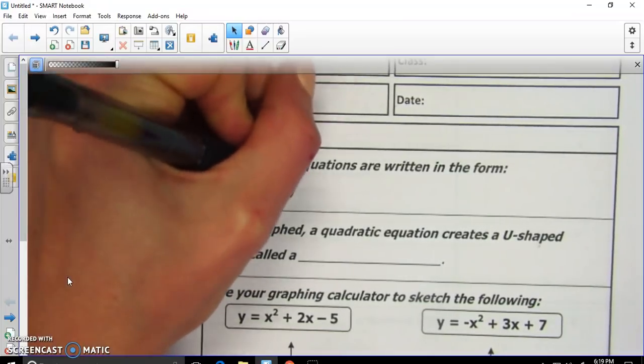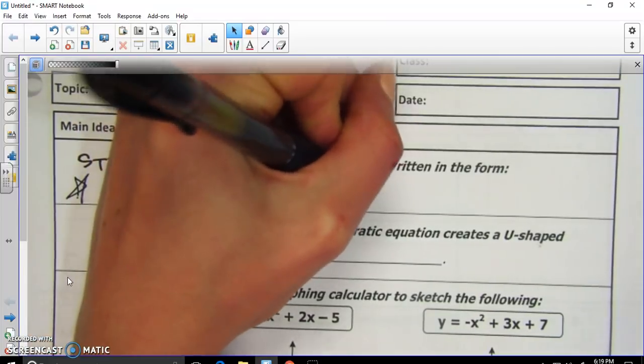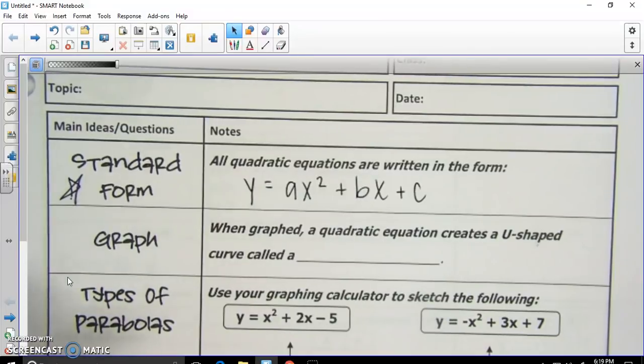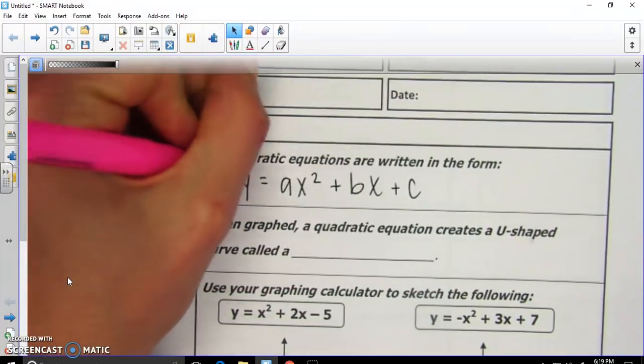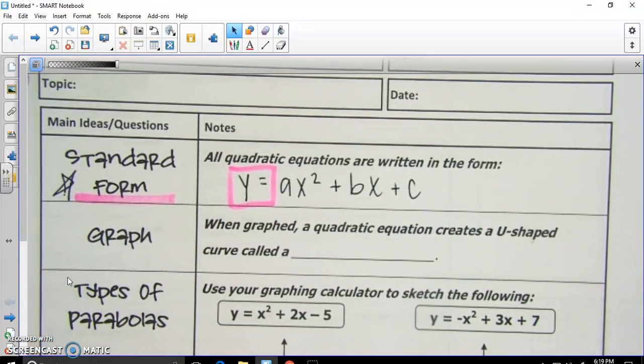Y equals ax squared plus bx plus c. So this is a trinomial. This is something we've seen before. The only thing that's new is now we're saying it's equal to y. So this is the only new thing, and this is what we call standard form.